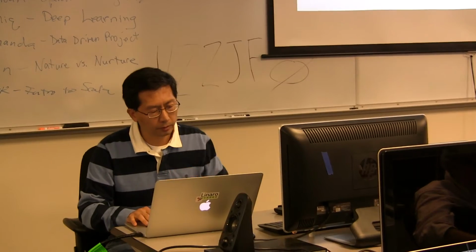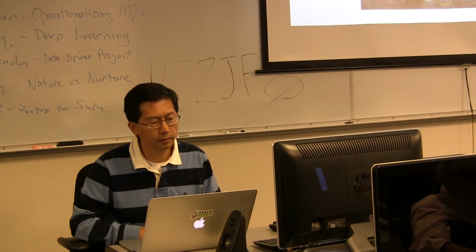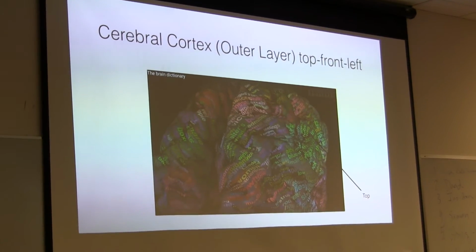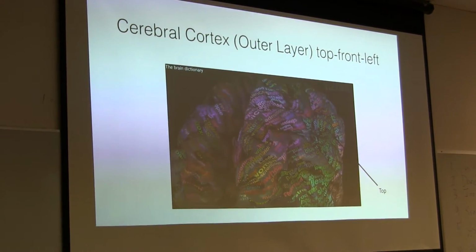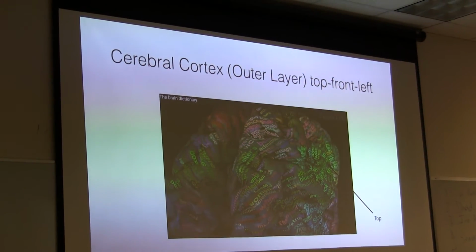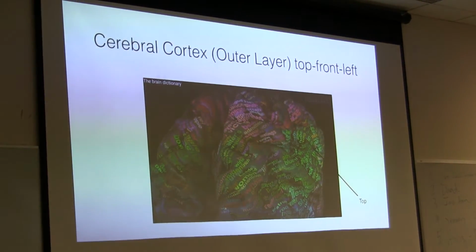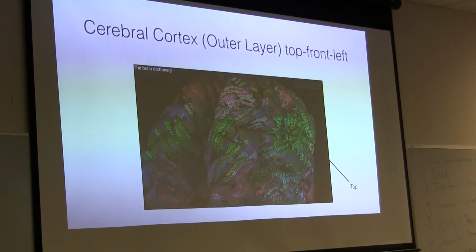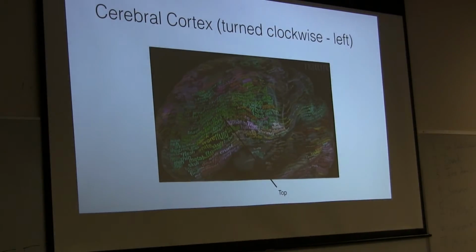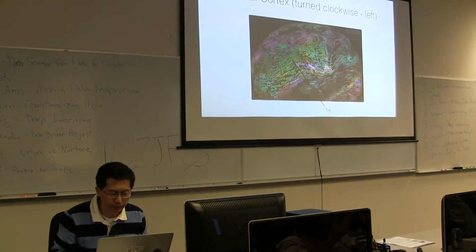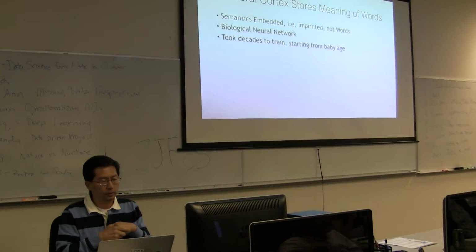So the brain map is the first one. Here is the cerebral cortex, certainly the outer layer. This is the top front left view. We are viewing it from the top front left, and then you see the word "top" at that spot. If we pan our camera up, now we turn it this way, and then we see the top is there now.